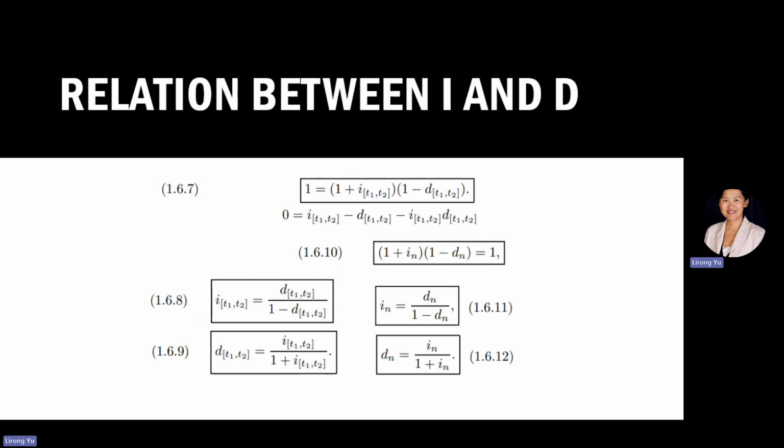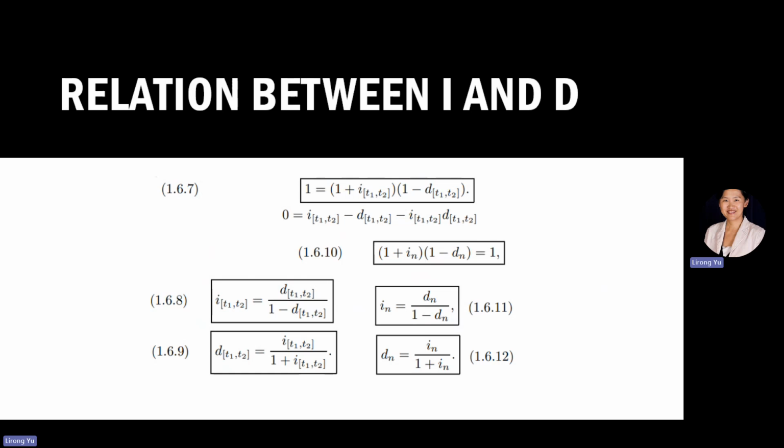Okay, so for t1 to t2, assuming that i(t1,t2) is the interest rate and d(t1,t2) is the discount rate. If you are calculating the future value for that time frame, it will be 1 plus i(t1,t2). That's how 1 grows to that future value. And then what about 1 minus d? 1 minus d allows you to go back. That's why it's called discount. A discount rate allows you to figure out, from a future time point back to the beginning of that time frame, what the value will be.